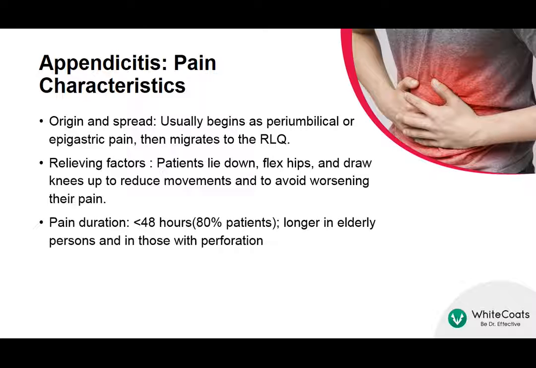The abdominal pain in appendicitis typically begins as periumbilical or epigastric pain, which then migrates to the right lower quadrant. Patients usually lie down, flex their hips, and draw their knees up to reduce movements and to avoid worsening their pain. The duration of symptoms is less than 48 hours in approximately 80% of adults but tends to be longer in elderly persons and in those with perforation.